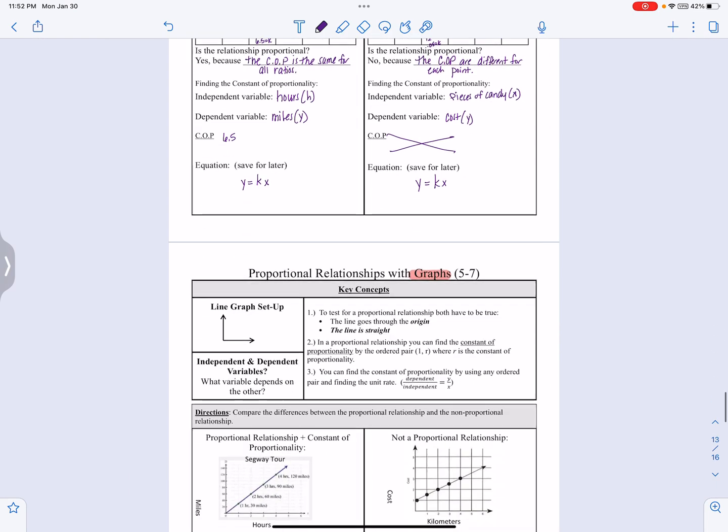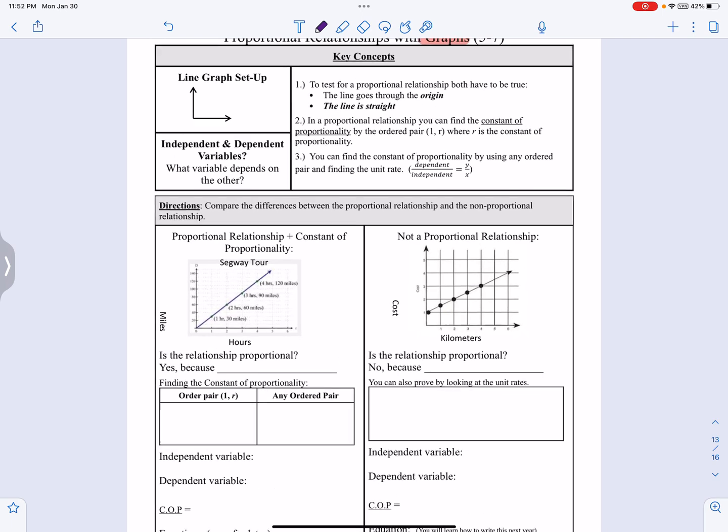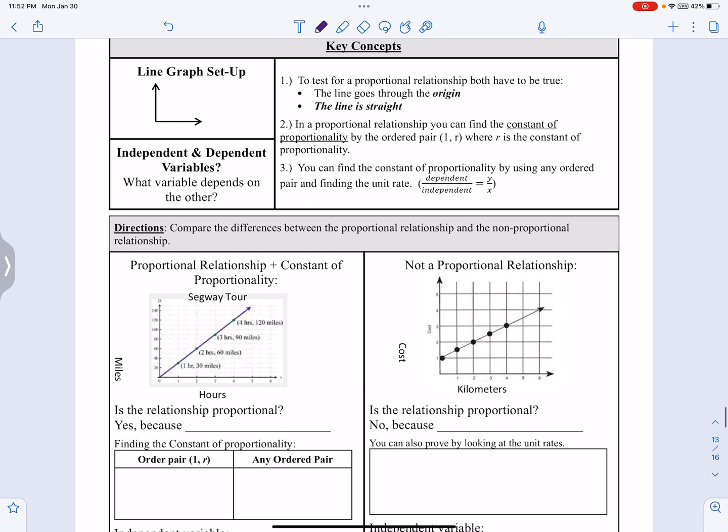All right, so now let's apply the same idea to the graphs. We've sort of been talking about the graphs here. Okay, so two things to know if there's a proportional relationship. You have to have two things true. Your line goes through the origin, and the origin is 0, 0. Okay, and the line is straight, so it can't be curvy. That is not a proportional relationship. It means each of those ordered pairs are not proportional to each other.